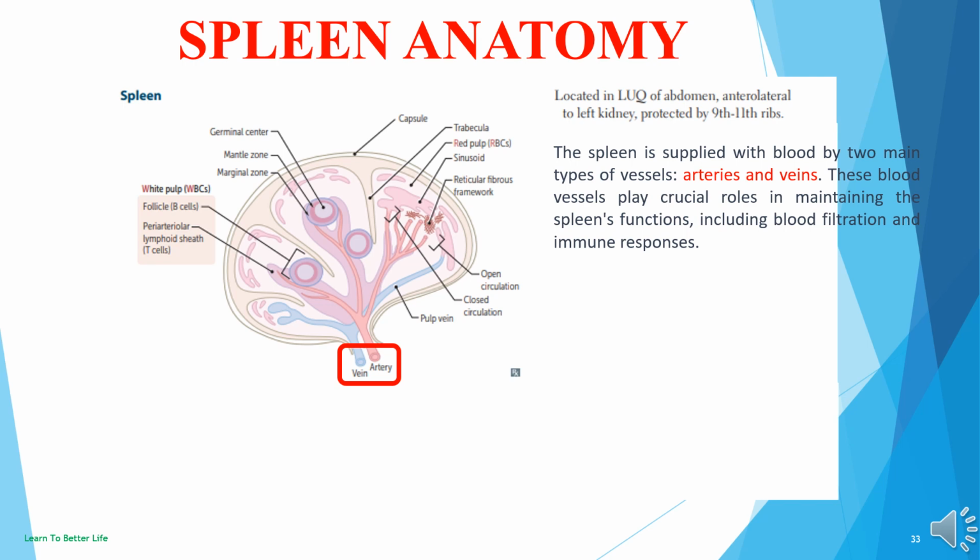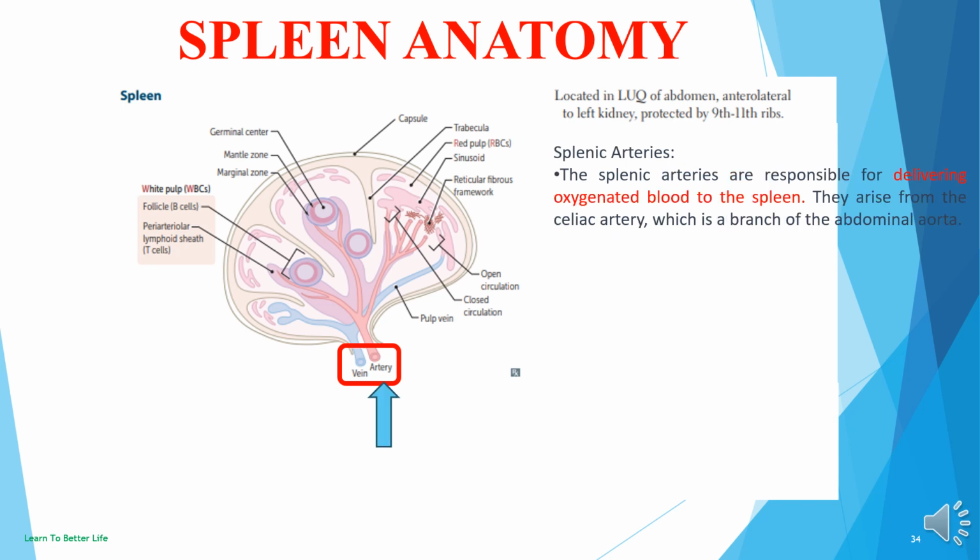The spleen is supplied with blood by two main types of vessels, arteries and veins. These blood vessels play crucial roles in maintaining the spleen's functions, including blood filtration and immune responses. Splenic arteries. 1. The splenic arteries are responsible for delivering oxygenated blood to the spleen. They arise from the celiac artery, which is a branch of the abdominal aorta.